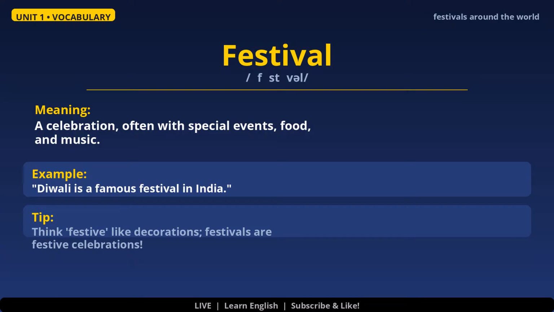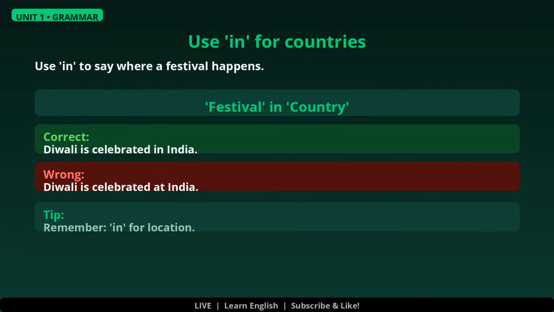New word alert. The word is festival. A celebration, often with special events, food, and music. Here's an example. Diwali is a famous festival in India. Remember, think festive, like decorations. Festivals are festive celebrations.